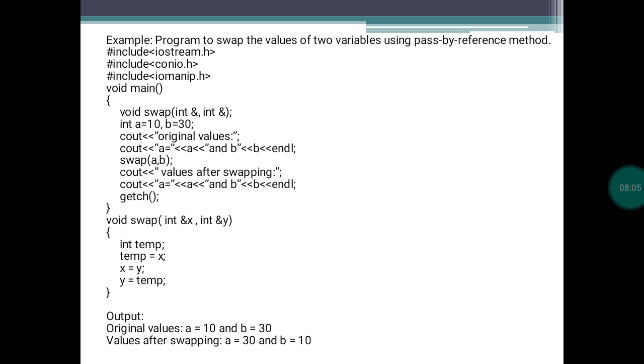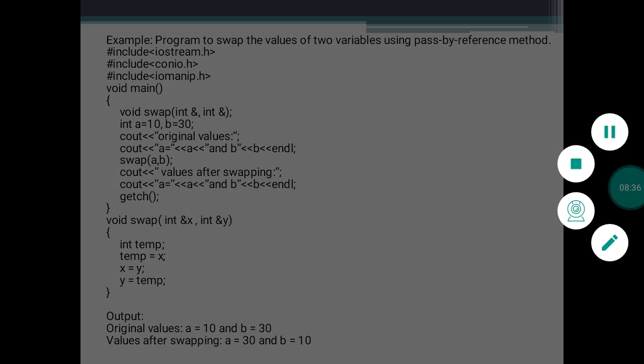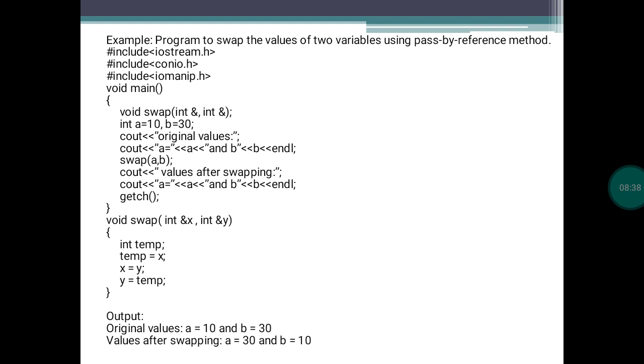Here we are using the function. Okay, this is the called function. Then cout after swapping. Next, whenever you use the swap function, the a and b values will get exchanged. Then cout values after the swapping, a is equal to a, b is equal to b, getch, close the main function. In this program, we just refer to the address of the variable, and here we have exchanged the values.